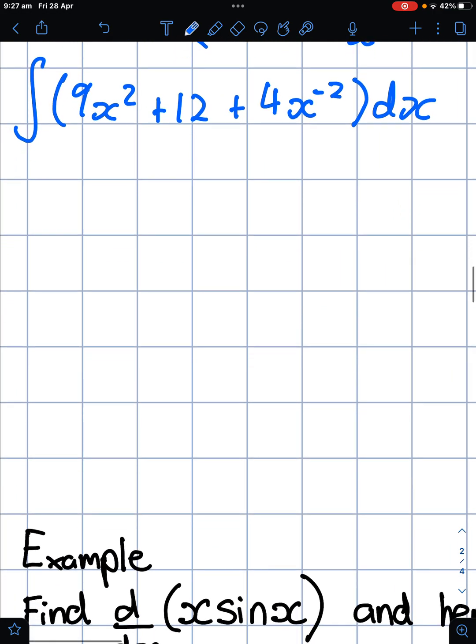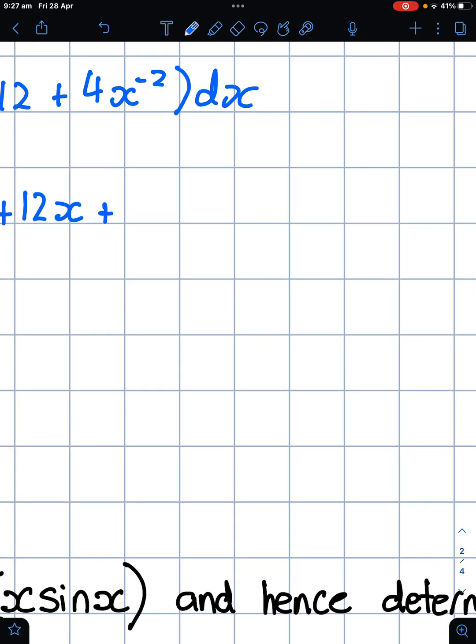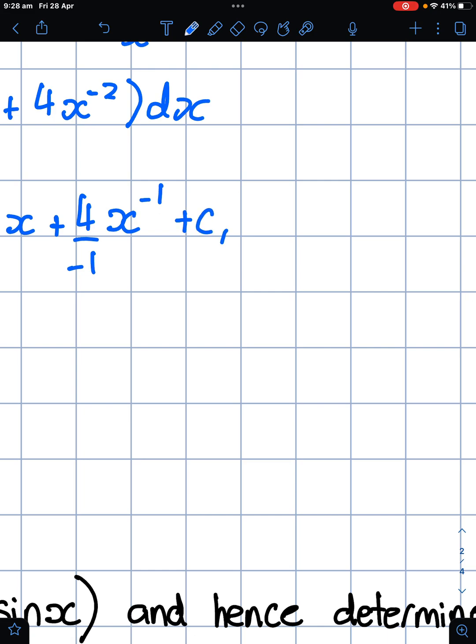Now this is a simple integral like we've done previously. So 9x squared is going to be 1 over 3, x to the cube, because you have to remember we add 1 to the power, and that goes there and there. Plus 12x, and then plus 4x to the negative 1 over negative 1 there. And plus c, where c is a real number.